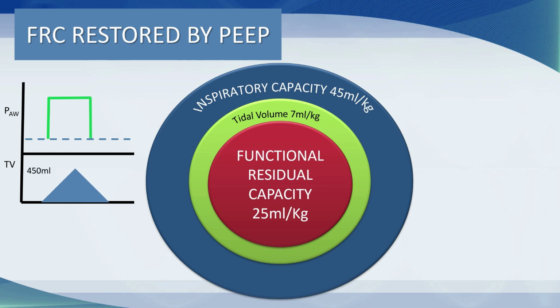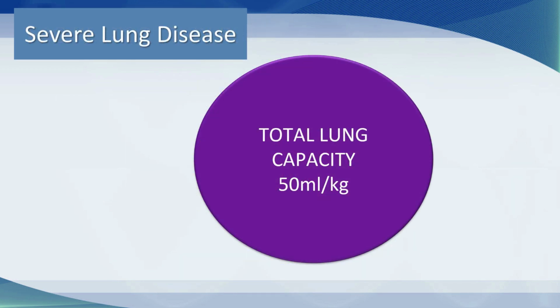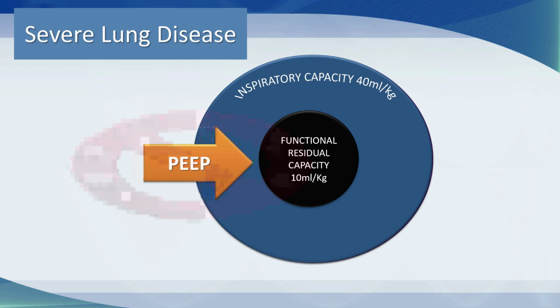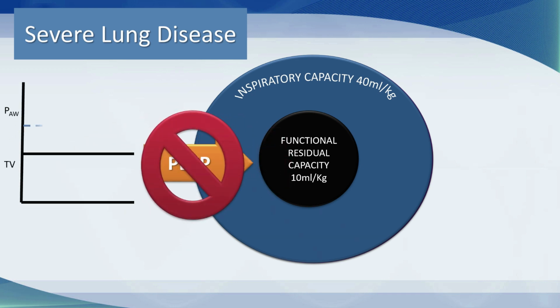However, as lung disease progresses, more and more PEEP is required. There is an alternative strategy, and that is to increase inspiratory time. With really severe lung disease, PEEP may become completely ineffective at recruiting and restoring FRC. So what do you do?